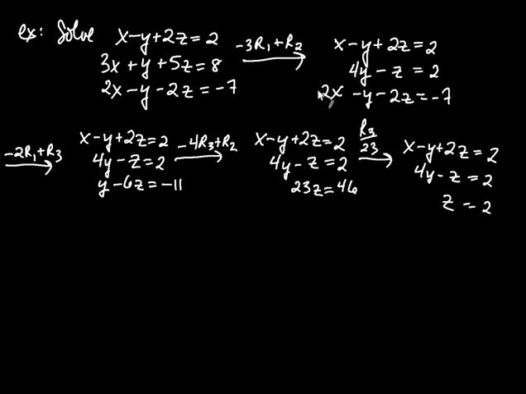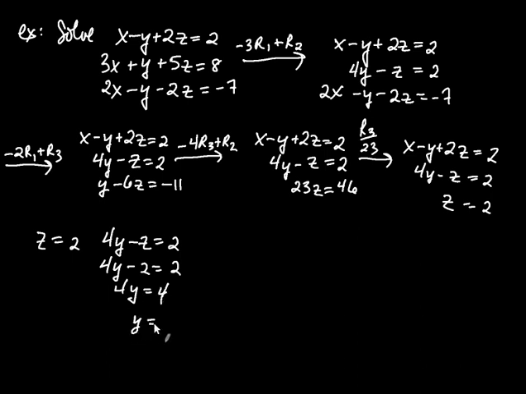Okay, so these are what we call equivalent systems. You get equivalent systems when you use the operations that are allowed for Gaussian elimination. Now let's write out what we have. Well, we know z is equal to 2. And for the next equation, I'm going to solve for y by plugging the z in. That is, I'm going to take the equation 4y minus z is equal to 2, and replace z with 2. So 4y minus 2 is equal to 2. So 4y is equal to 4. So y is equal to 1.